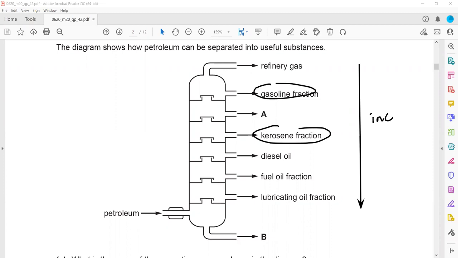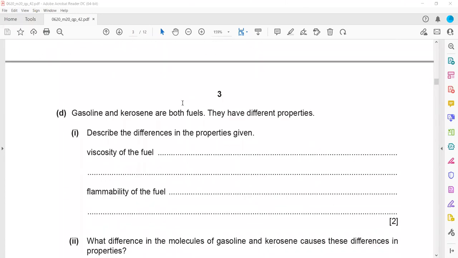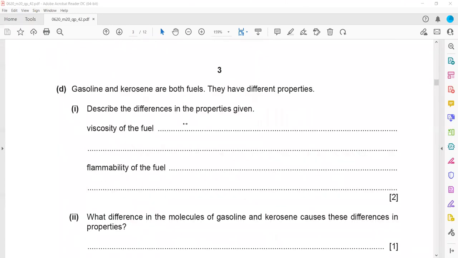As the number of carbons increases, flammability decreases. It needs more oxygen for complete combustion. So this one is easy to burn and this one is difficult to burn. So when we compare, kerosene will be more viscous, and gasoline will be more flammable.